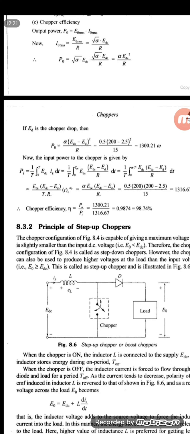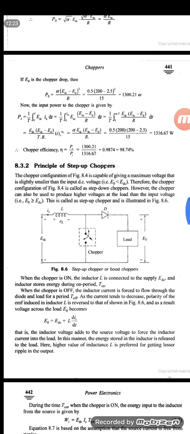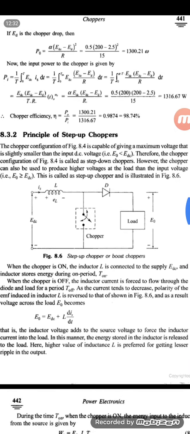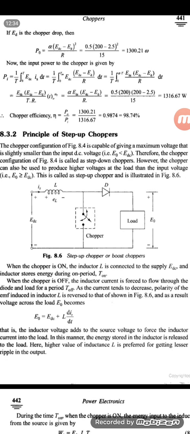Similarly, the principle of the step up chopper. Step up means the output voltage is more than the input voltage. Here also it consists of a simple circuit. An inductor is present near the source. When the switch is on, the current passes through the first loop: EDC plus, L, switch or chopper, EDC minus. In this duration, L stores the energy.